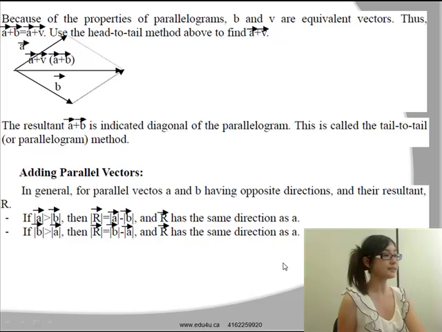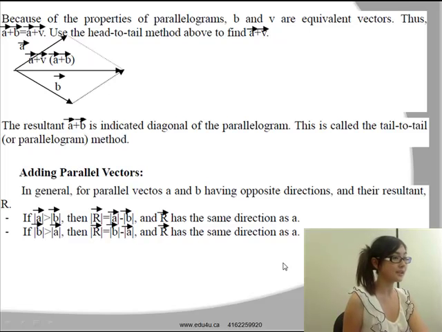Now we can use V to determine what A plus B is, because B and V are literally the same. And once again, we have to use the head-to-tail method. The resultant A plus B is indicated by the diagonal of the parallelogram, which is this line. And this is called the tail-to-tail or parallelogram method.